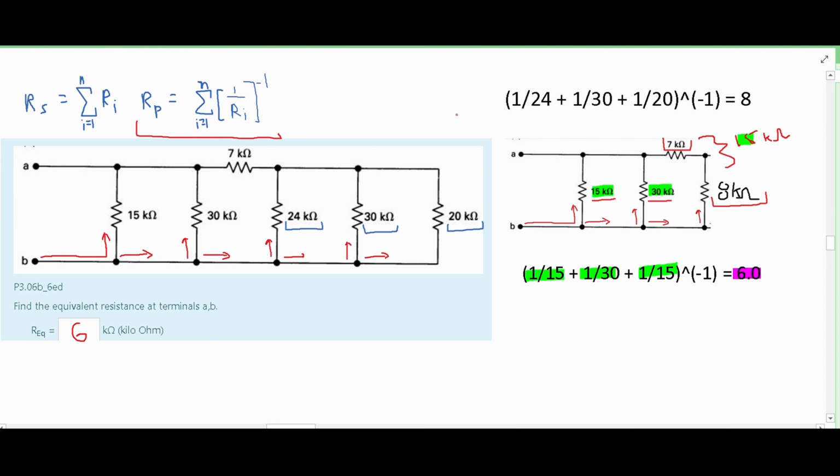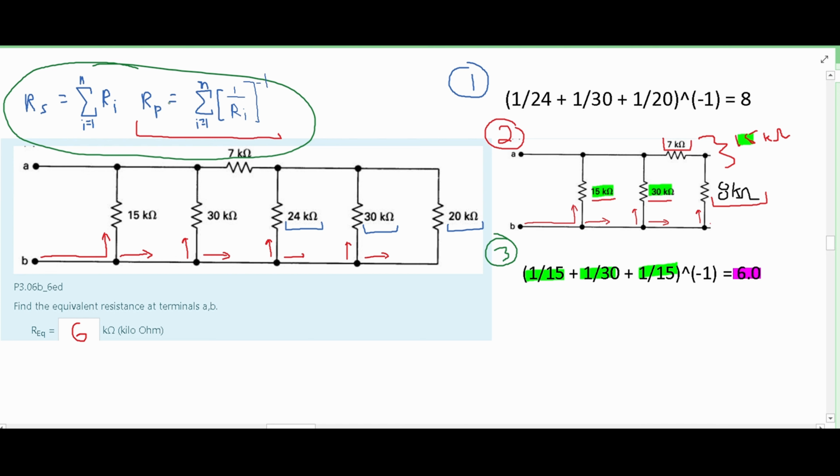So this is the answer and work for our problem. First we looked at the parallel resistors. Next we looked at these resistors in series, we added them together, and then saw that all of the rest of the resistors we were left over with were in parallel. So then we just combined them together with the equations given up here, and that gave us the answer of 6 kilo ohms.